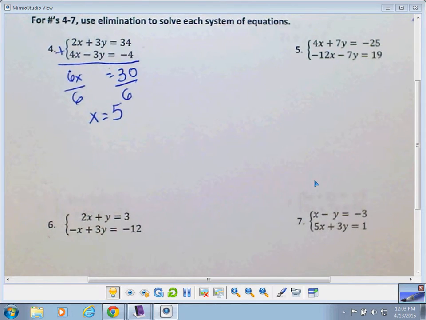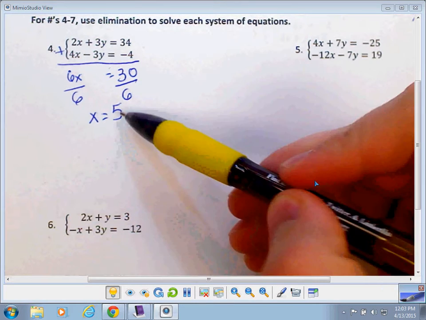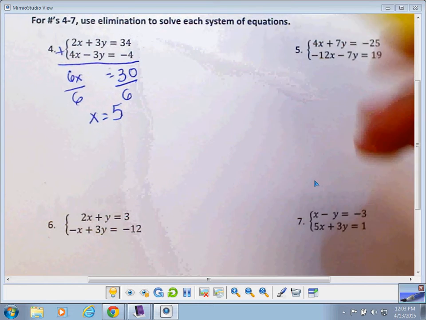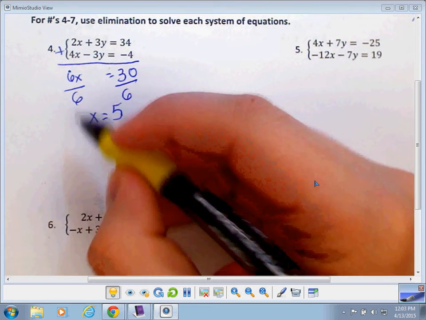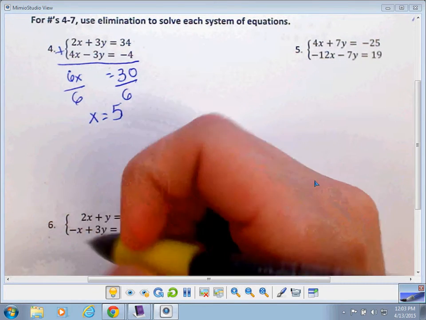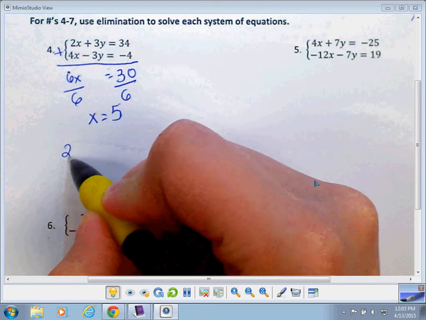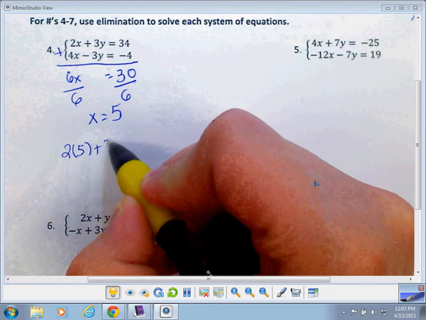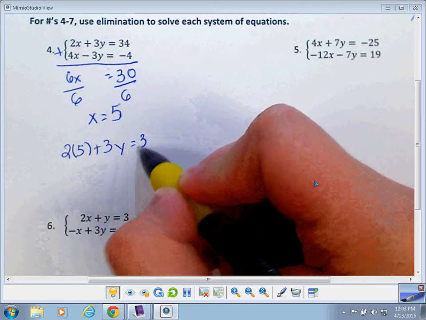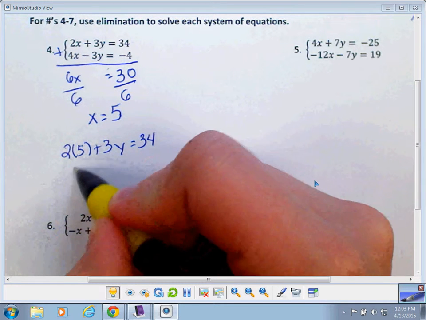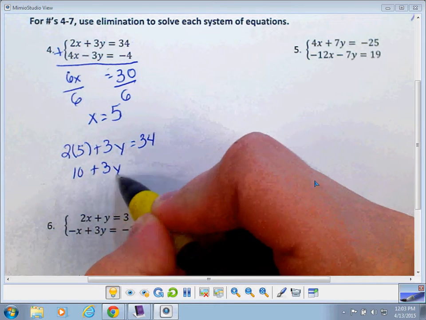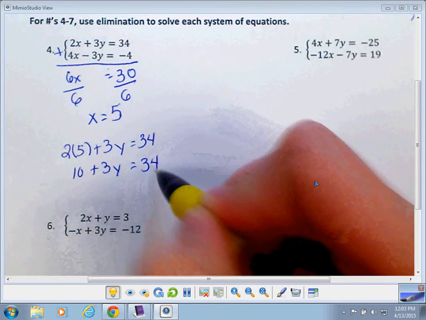Alright, so now we know what one of the variables is. We want to solve for the other one. So put this back into one of the two original equations. We'll choose the first one. It really doesn't matter which one. You should get the exact same answer for both. We get 2 times 5 plus 3y equals 34. 2 times 5 is 10. It's 10 plus 3y equals 34.